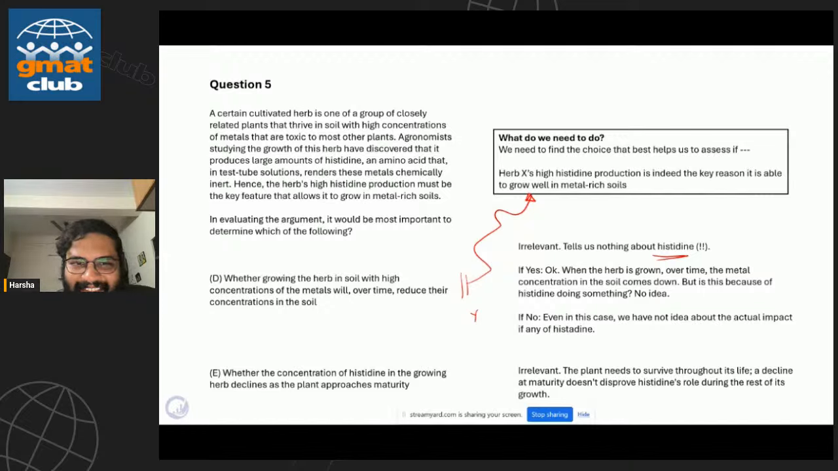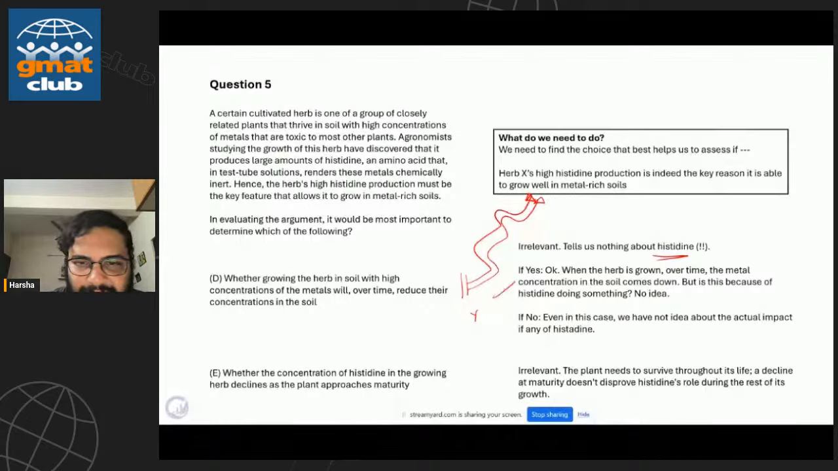Do you know whether this is the impact of histidine? Which is what we need to gauge, right? Really, is histidine the cause of the plant being able to do well in toxic metal rich soils? So any comments, guys, on this? Is the idea of D coming through?